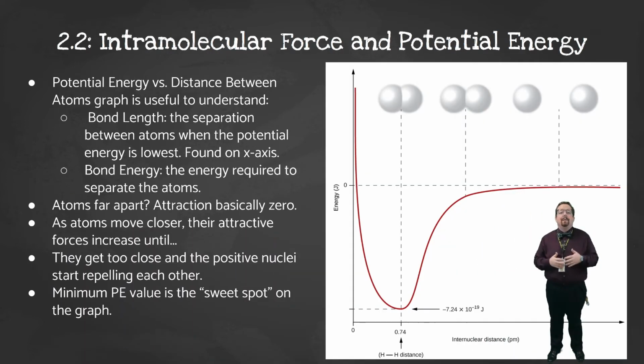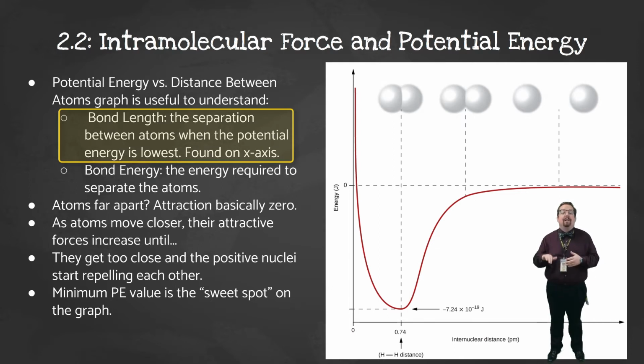Topic 2.2 is all about the forces within molecules and the potential energy associated with that. We can use a potential energy versus distance between atoms graph to represent this in a useful way. These graphs help us understand the bond length between two atoms and the bond energy. The bond length is the distance between two atoms.